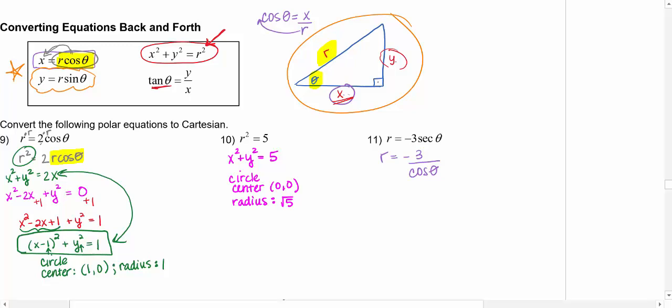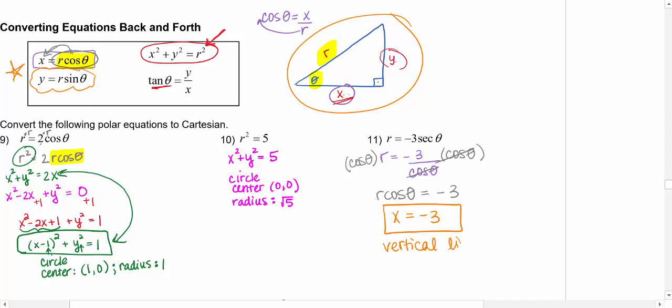So I see that if I multiply both sides by cosine theta, I have r cosine theta now on the left, and on the right, I just have -3 because those cosine thetas divide to 1. R cosine theta is x, and so this is my vertical line. Okay.